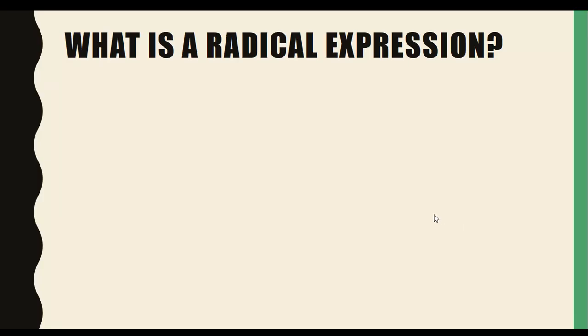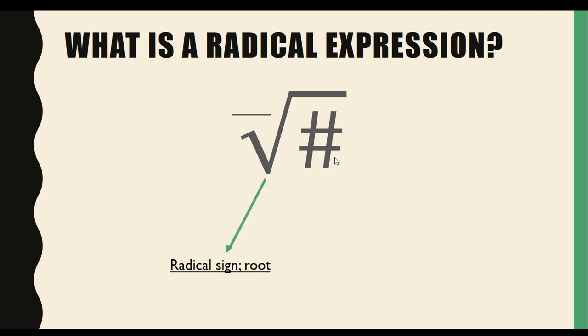Okay, well, first of all, what is a radical expression? So let's break it down into its components. The symbol here is called a radical sign or a root. It looks like a fancy looking check mark. And then the number underneath that symbol is called the radicand.